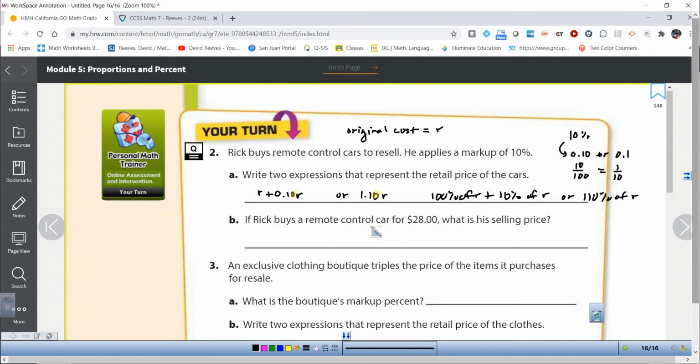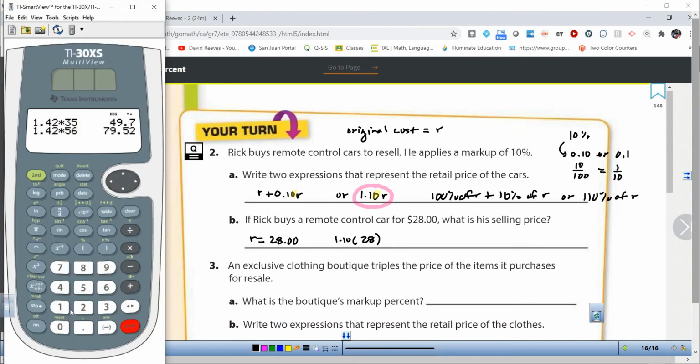All right, if Rick buys a remote control for $28, what is his selling price? Well, what does that mean? That means R is 28. So now I can go to either one of these expressions. I'm going to go with this one. I always like to go to the second one because it only involves one operation. I'm going to do 1.10 times, but instead of R, I'm going to put 28 because R is 28.